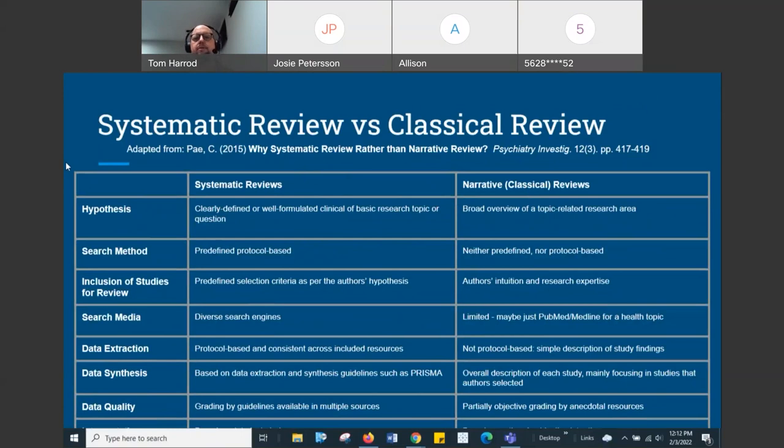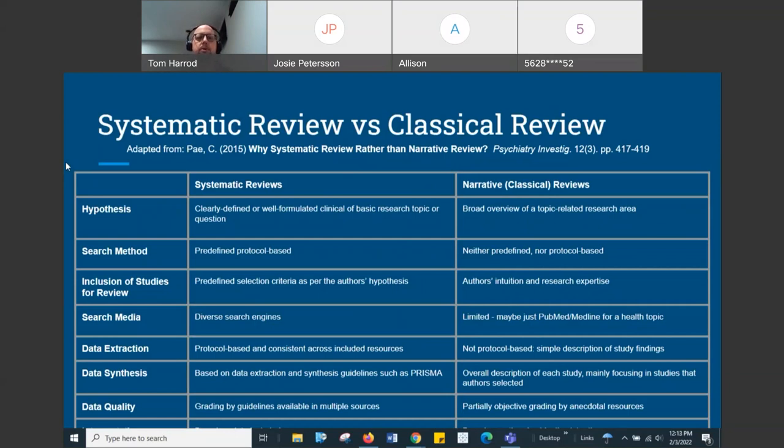For the hypothesis, a systematic review has a clearly defined, well-formulated clinical research topic and question, as opposed to a classical review, which is more of a broad overview of a topic. For search methods, there's a very predefined, extremely protocol-based search with a systematic review. That tends not to be the case with classical reviews. Inclusion of studies in a systematic review is based on predefined criteria, as opposed to a classical review where it's more intuition and expertise that would drive an author to include or exclude a particular article. Searches are more diverse and tend to use a lot more databases for a systematic review as opposed to a narrative review, which often is a PubMed search for a health topic.